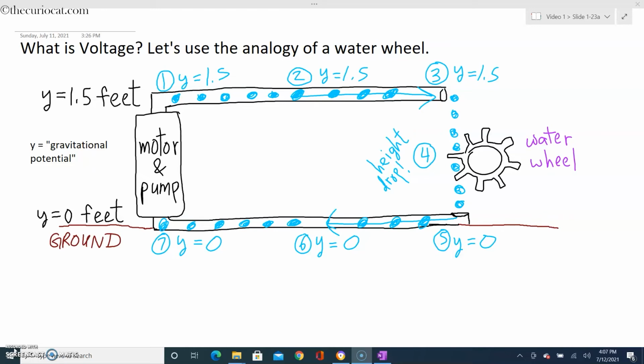At locations 5, 6, and 7, the value of y is the same. It is 0 feet. Now, look at the water at location 7. This water will get pumped up to location 1. In other words, the motor and pump will increase the gravitational potential of the water by 1.5 feet. So we can ask, how much energy does the motor need to exert to do this?